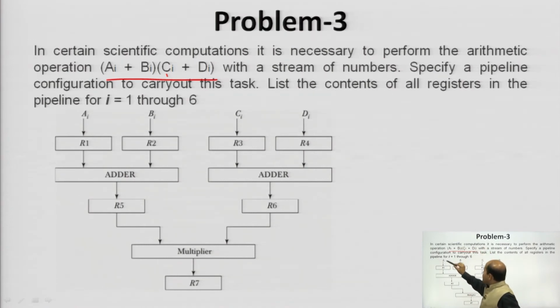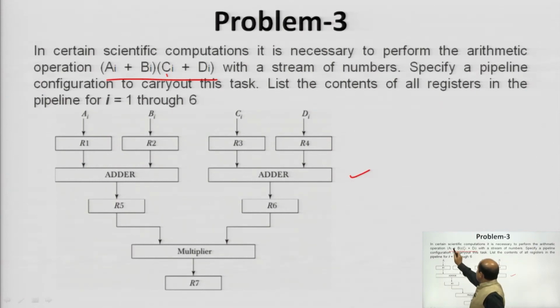So, first the R1 register will store the A value, the R2 register will store the B value, the R3 register is used to store the C value, and R4 is used to store the D value. This way we can transfer 2 operands at a time to one adder, and to the second adder the 2 operands, that is C and D, we can transfer through the R3 and R4 registers. So, these 2 addition operations we can perform in parallel to each other.